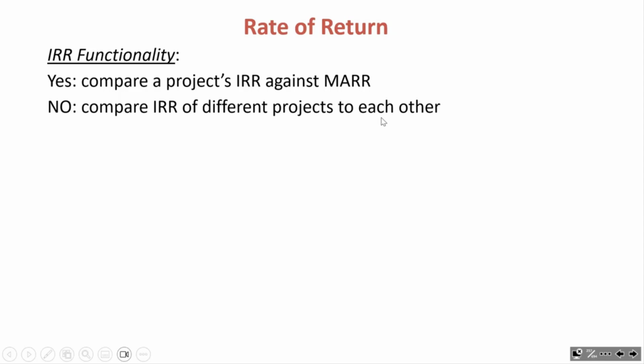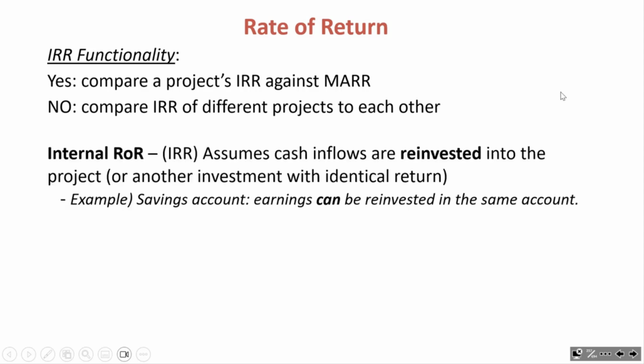So just to review from last time, we talked about the rate of return and how we can use it for initial screening. You can compare a project's internal rate of return against the minimum attractive rate of return and decide whether or not it's acceptable, but you can't compare IRRs and know which project is best. And you also have to be careful because the internal rate of return assumes that cash flows are reinvested into the project or another investment with identical return. So it doesn't work for a lot of things.